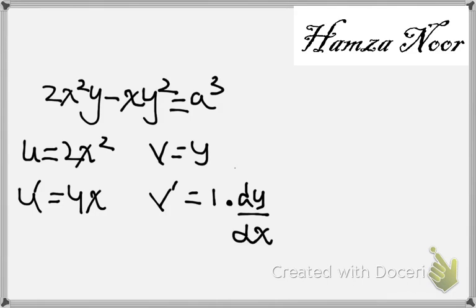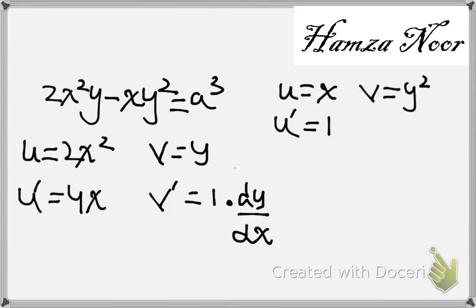The second product rule will be applied like this: xy², so u is equal to x, u' will be equal to 1, v is equal to y², and v' will be equal to 2y dy/dx. And since the question says a³, where a is a positive constant, whenever a constant term is differentiated it becomes 0.